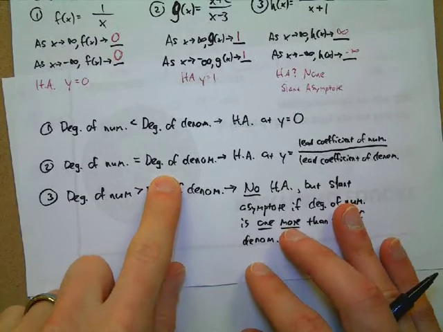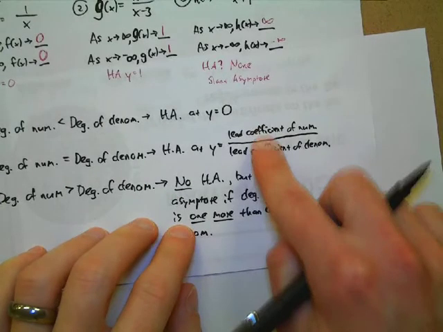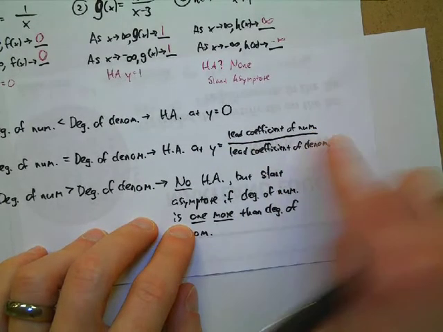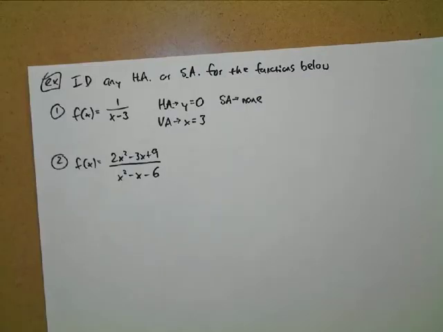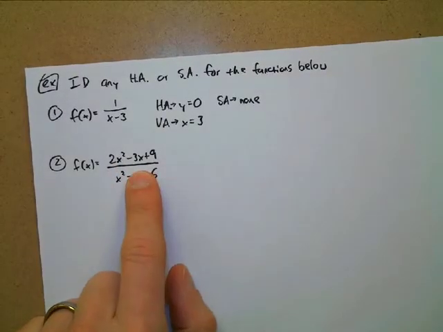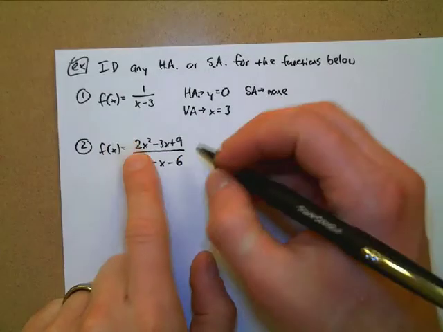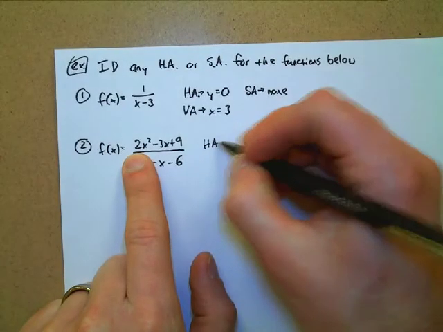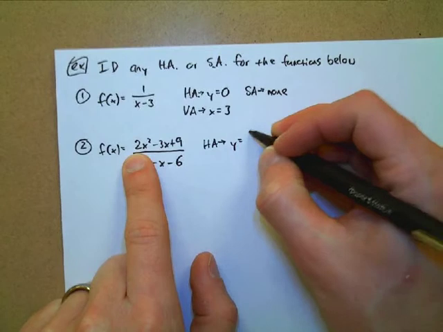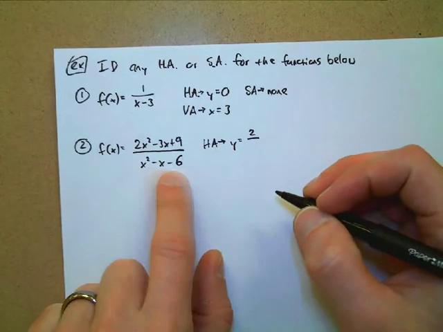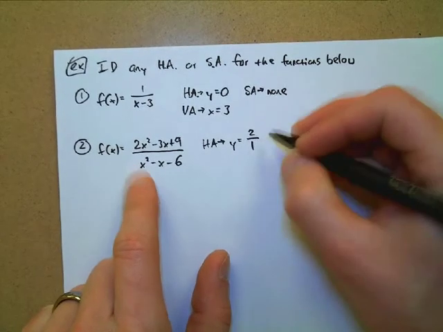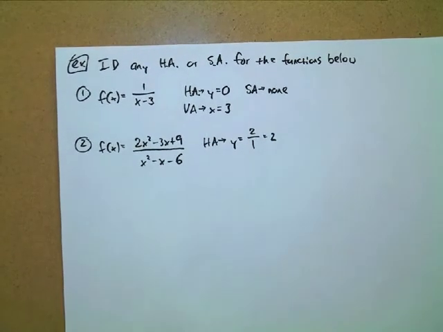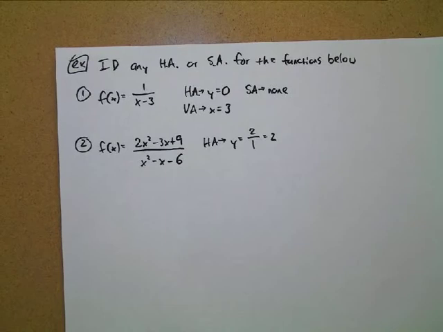So it is the lead coefficients, right? You take the lead coefficient of the numerator over the lead coefficient of the denominator. That's where your horizontal asymptote is. So what is our lead coefficient in the numerator here? Anybody? 2, right? All right, so we have a horizontal asymptote at y equals 2 over, what's the lead coefficient for our denominator? 1, right? So 2 over 1, or just 2 if you like. Are there any slant asymptotes here? No. Easy answer, right? If you have a horizontal asymptote, you'll never have a slant asymptote.